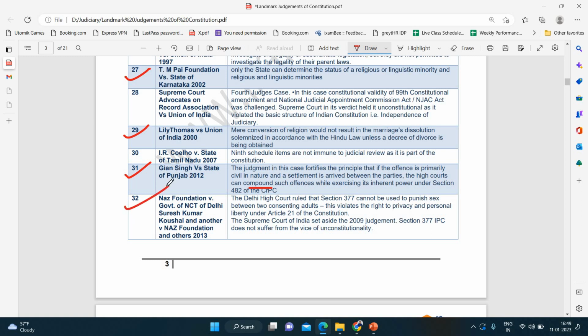Then Judgment 32, Naz Foundation versus Government of NCT of Delhi, Suresh Kumar Koushal and another versus Naz Foundation and others 2013. The Delhi High Court ruled that Section 377 cannot be used to punish sex between two consenting adults. Section 377 is unnatural offences. This violates the right to privacy and personal liberty under Article 21 of the Constitution. The Supreme Court of India set aside this 2009 judgment. Section 377 IPC does not suffer from the vice of unconstitutionality.